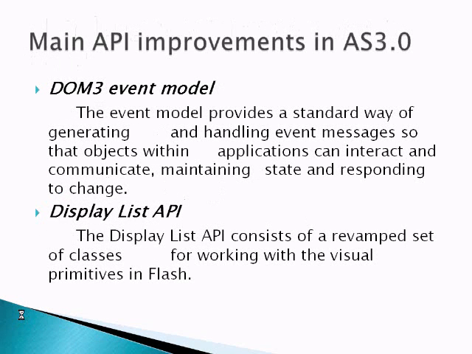When looking at the main Flash Player API improvements, the DOM3 event model was introduced in ActionScript 3.0. This event model provides a standard way of generating and handling event messages so that objects within applications can interact and communicate, maintaining state and responding to change. The DisplayList API, which consists of a revamped set of classes for working with the visual primitives in Flash, was also introduced. This consisted of some new classes such as the Sprite class and the Shape class, which was a raw vector shape class.